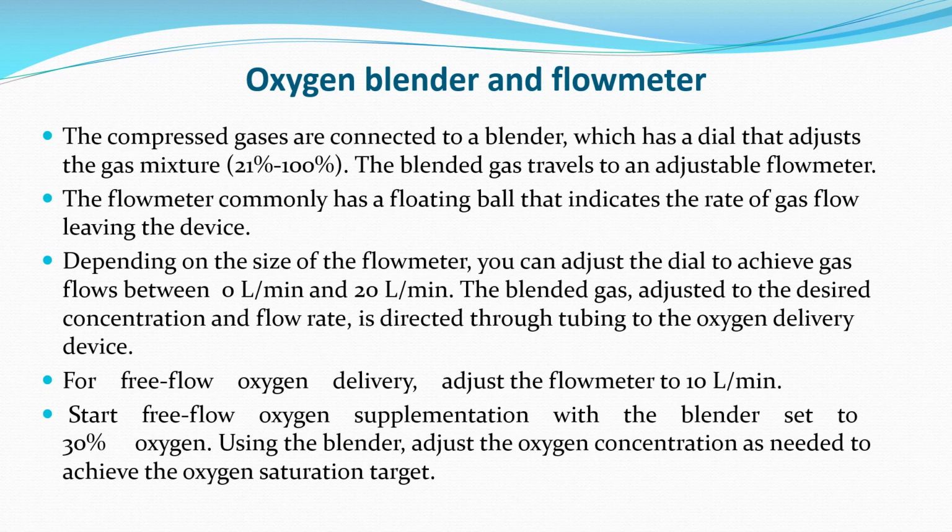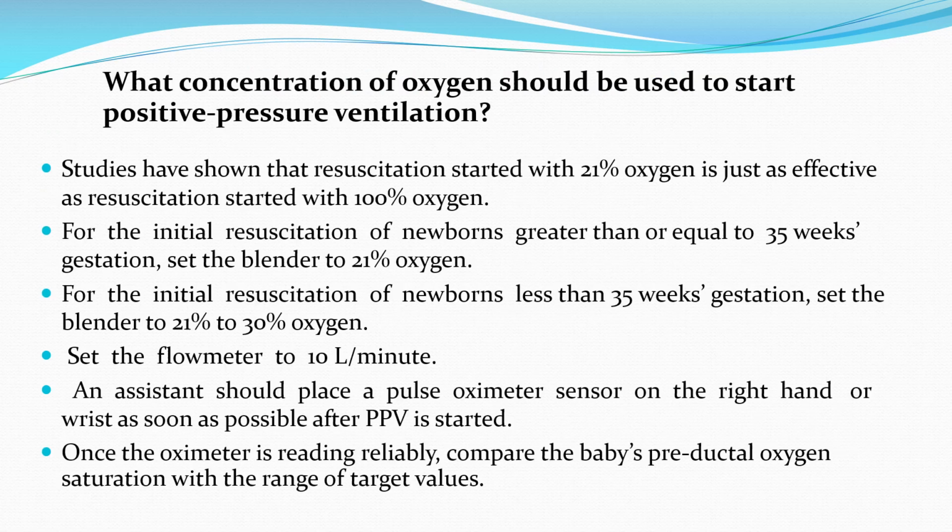For free flow oxygen delivery, adjust the flow meter to 10 liters per minute. Start free flow oxygen supplementation with a blender set to 30% oxygen. Using the blender, adjust the oxygen concentration as needed to achieve the oxygen saturation target.